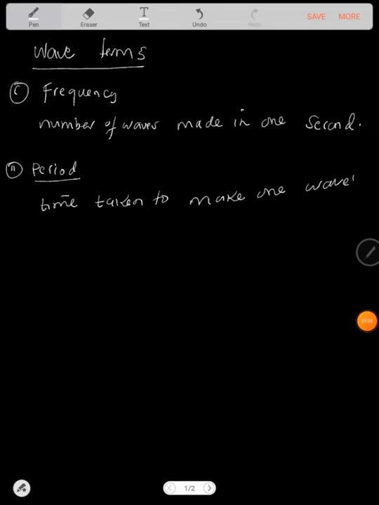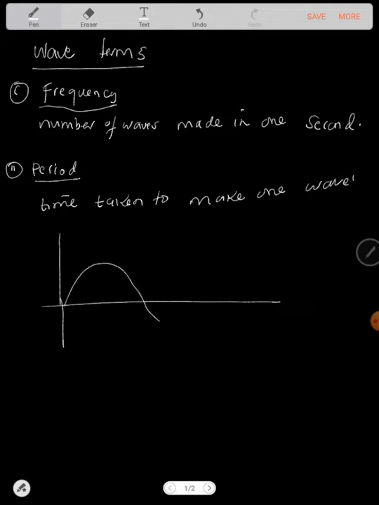So let's look at wave terms. Under wave terms, we'll start with the frequency. Frequency is the number of waves made in 1 second. Period is the time taken to make one wave. So let me give you this example. Imagine we have a transverse wave. It's moving that way.